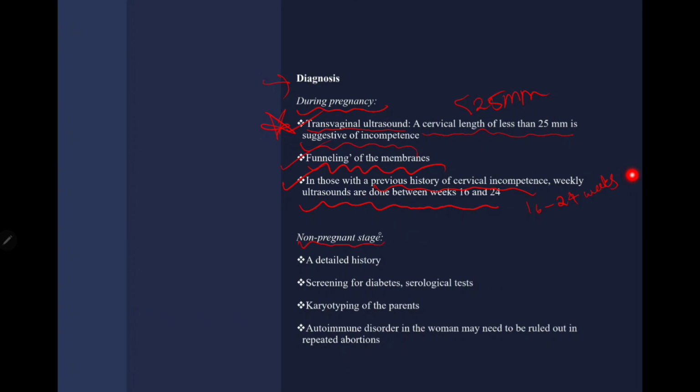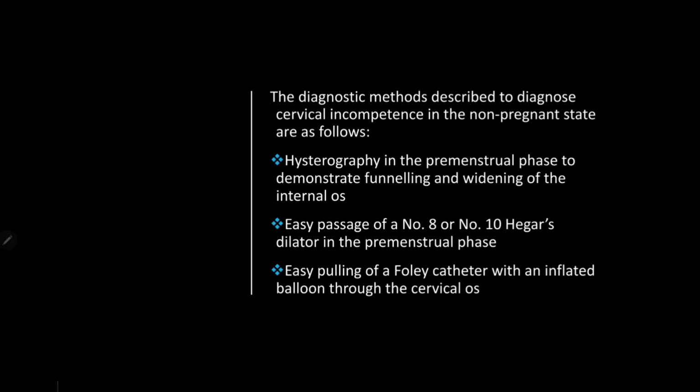Now, in a non-pregnant state, a detailed history will be collected. Screening for diabetes and serological tests, karyotyping of the parents should be done, and autoimmune disorder in the woman may need to be ruled out in repeated abortion. Okay, now how are we going to diagnose a cervical incompetence in a non-pregnant state?